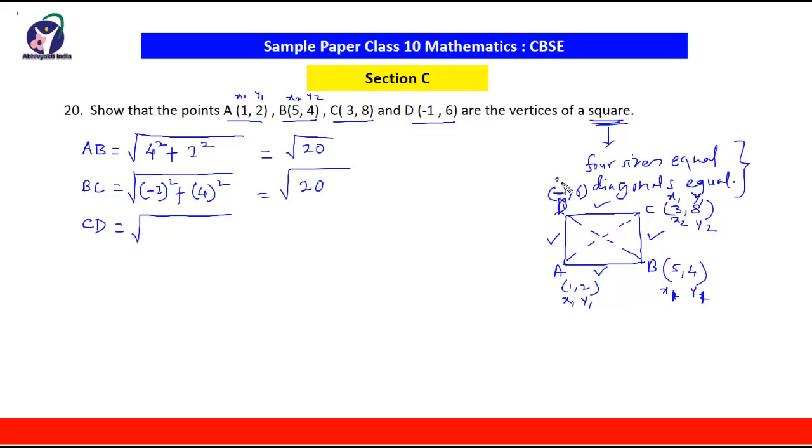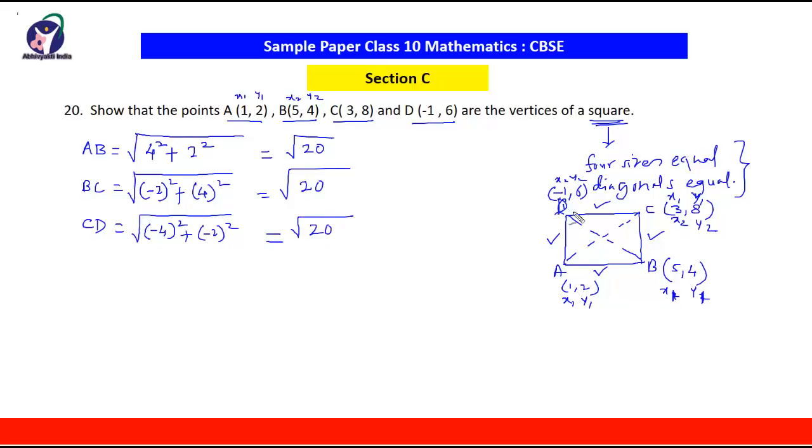So if this is x2 and this is y2, then x2 minus x1, that is -1 minus 3, that will be (-4)², plus y2 minus y1, that is 6 minus 8, that is (-2)². So it will be 16 plus 4, that is 20, so the distance BC is square root of 20.